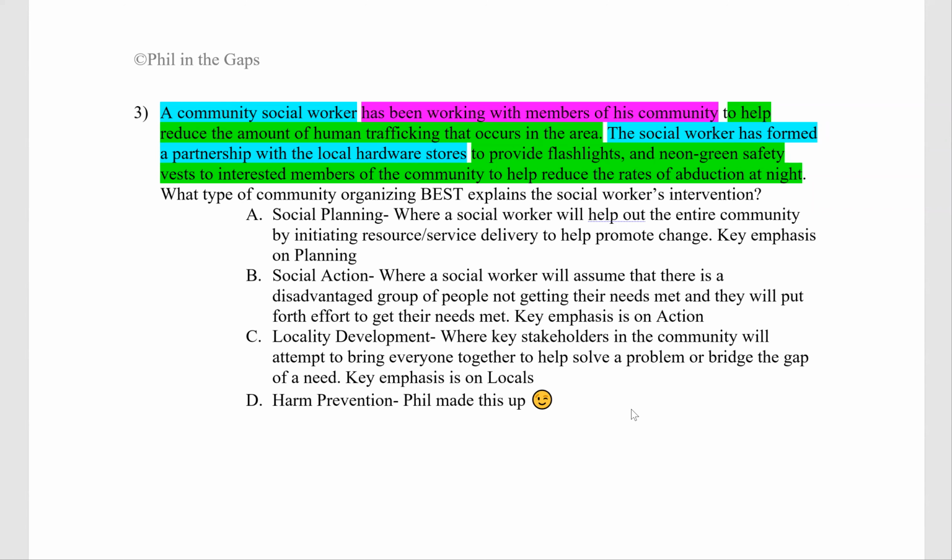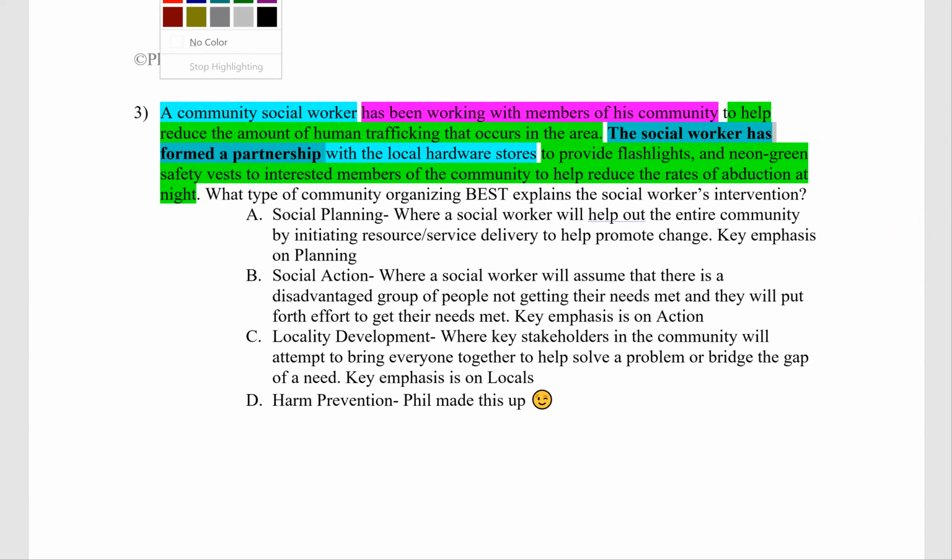So let's look back at the question to see what we're looking at in particular. So, quick review. Community social worker working with the members of the community to help reduce the amounts of human trafficking that occur in the area. The social worker formed a partnership. So we help plan it with local hardware stores, but the hardware stores are going to be providing flashlights, neon green vests, and it's going to be going to interested members of the community to help reduce the rates of abduction at night. Keep that in mind as we go through each answer choice.